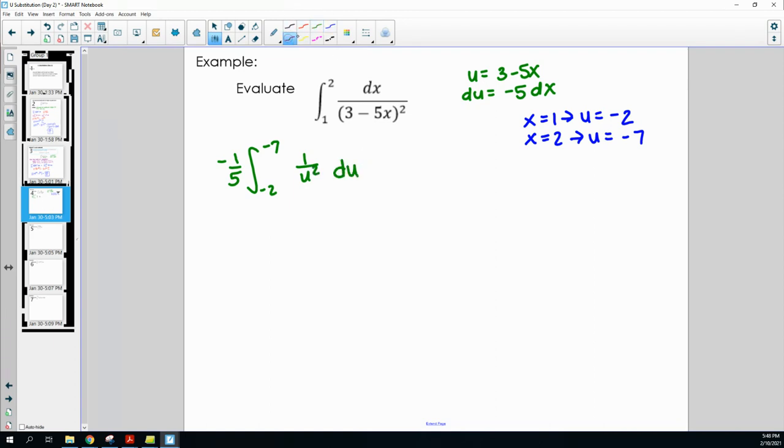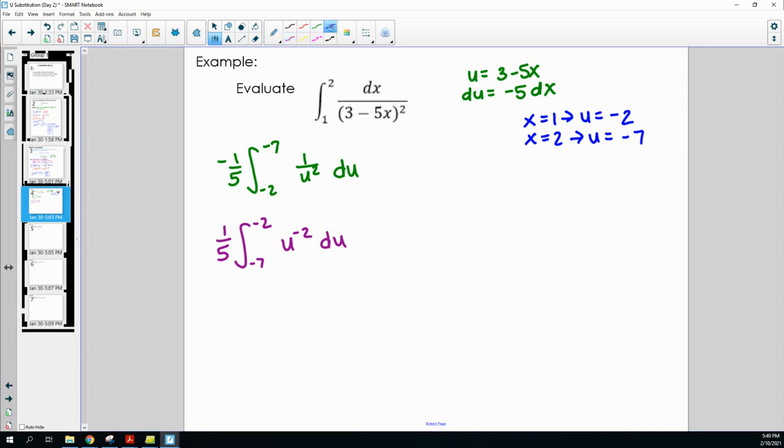Okay, now we notice a problem here because our limits of integration are not in the correct order. Our lower limit should always be the smaller number, and the upper limit should always be the larger number. So we have to flip this, and remember, when we flip the limits of integration, we are negating the sign on the outside. So we're going to make this negative, so a negative negative makes this a positive 1/5. And then we have the negative 7 on the bottom and the negative 2 on the top. And I'm just going to rewrite 1 over u squared as u to the negative 2 du, just to make it easier to do the reverse power rule.